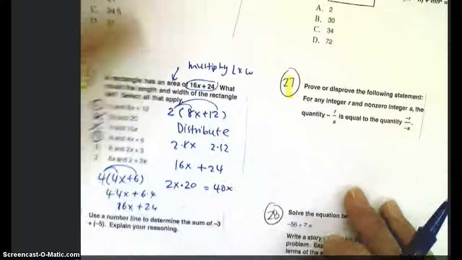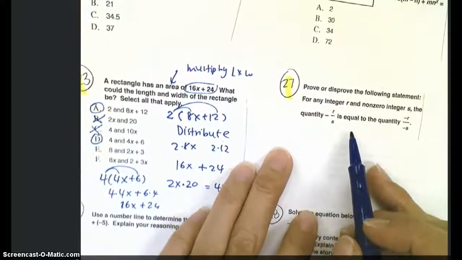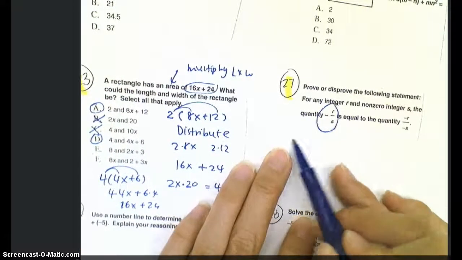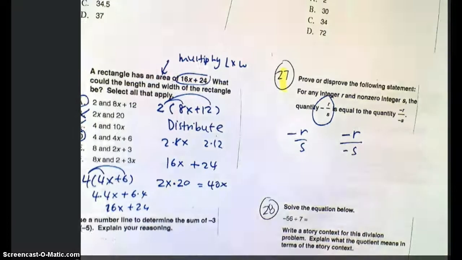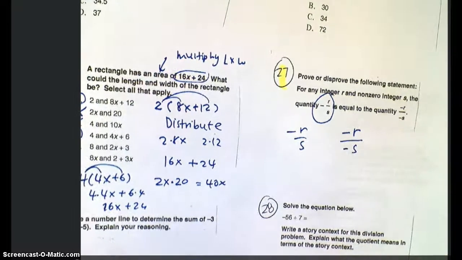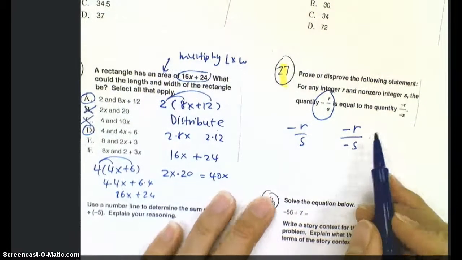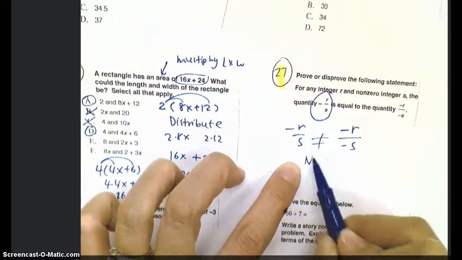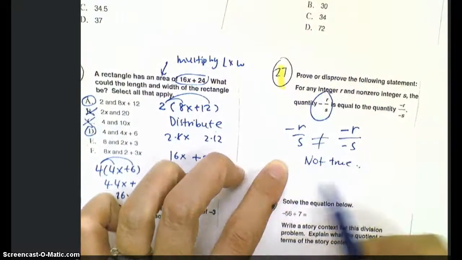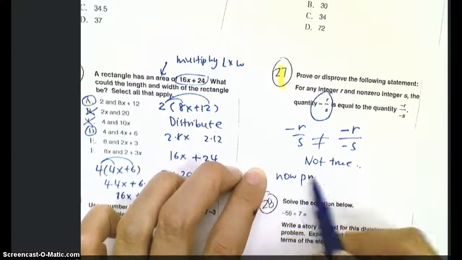The last one here, 27, that I want to do really quickly for us is I want to know if negative R divided by S is equal to a negative divided by a negative, which you're just going to say if that's true or not true, and then give some numbers for R and S that will make that statement true or not true. I think we know, though, that that's definitely not a true statement. So now prove.